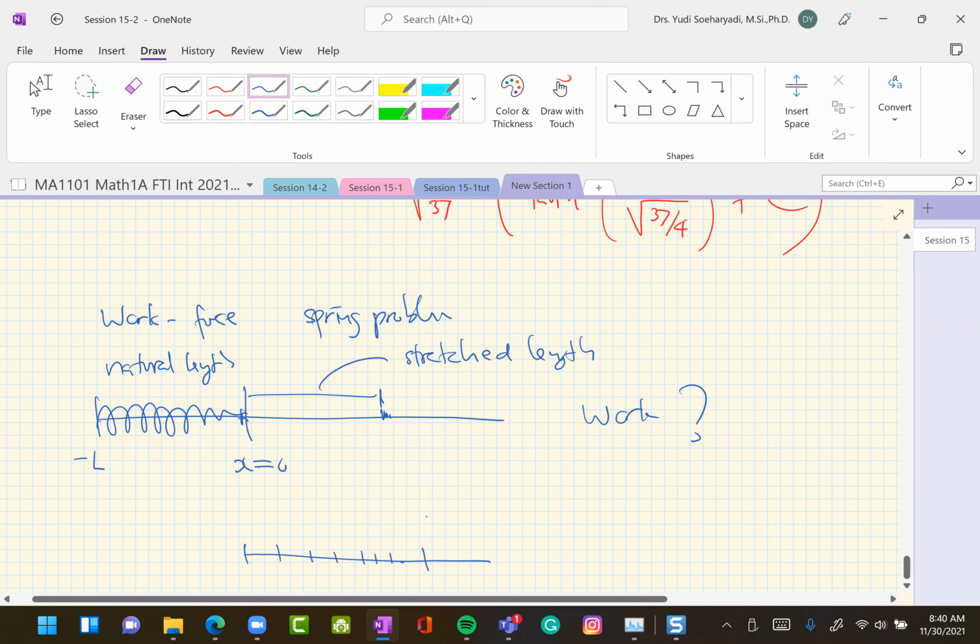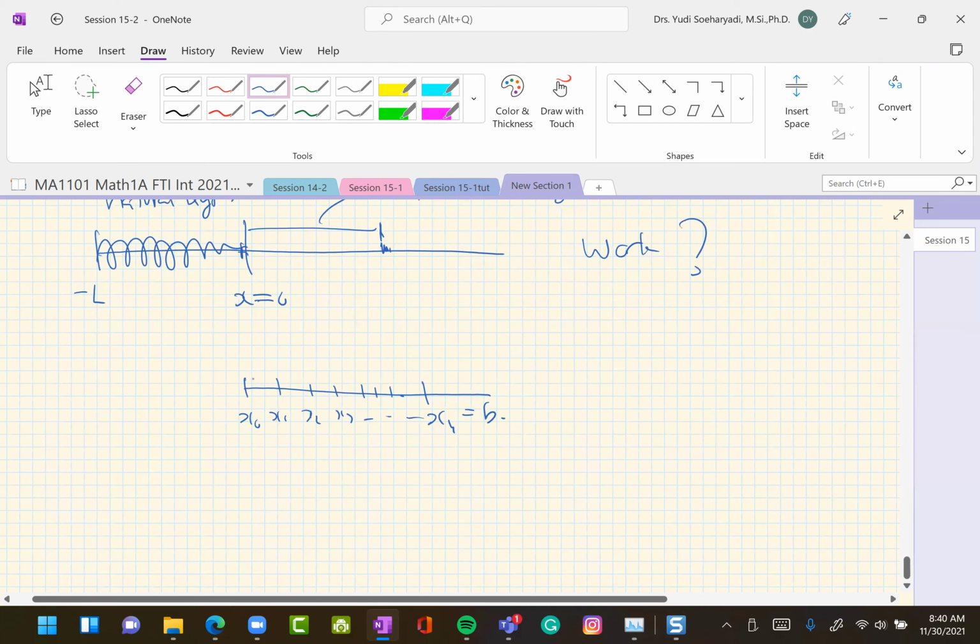Take x0, x1, x2, x3, up to xn, for example equals d. What we compute here is, when you stretch this length, you get delta y1 is k times x1. What about delta 2? Stretch this length one by one, this is k times delta x2.